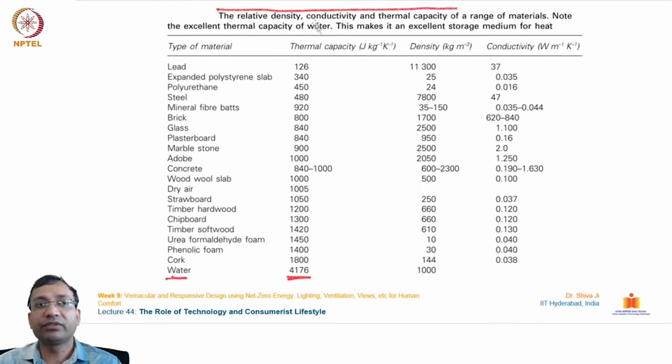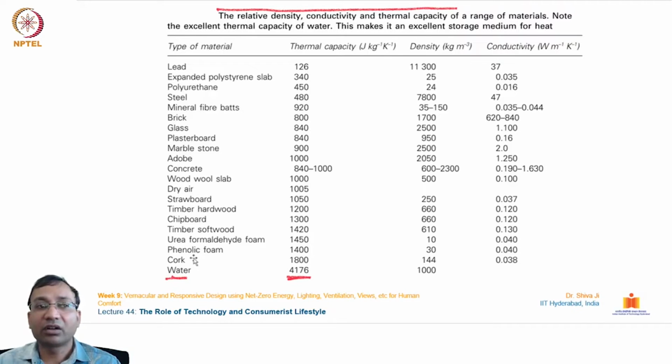In thermal capacity, lead has the lowest at 126, and water has the highest capacity to retain heat. How can water be utilized, maybe as packets and layers, to work as a buffer between interiors and exteriors? This interpretation is up to you. Some other very familiar materials: brick is like 800, and glass is almost 840.